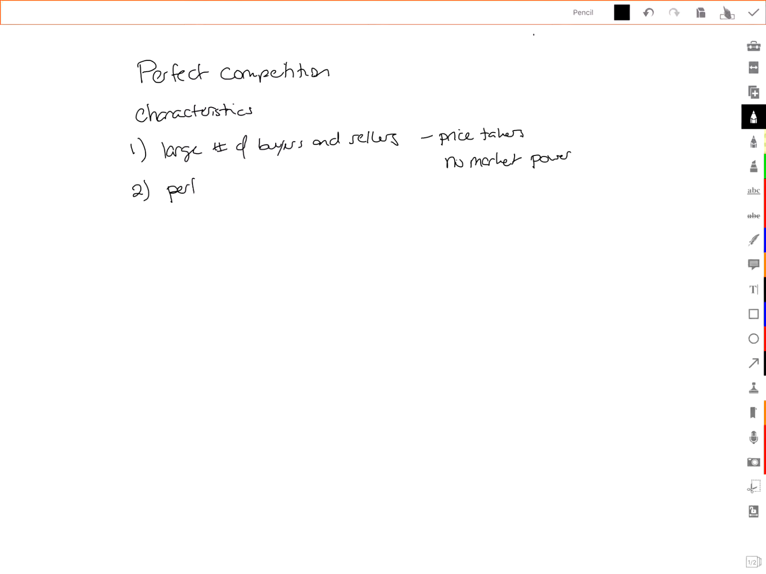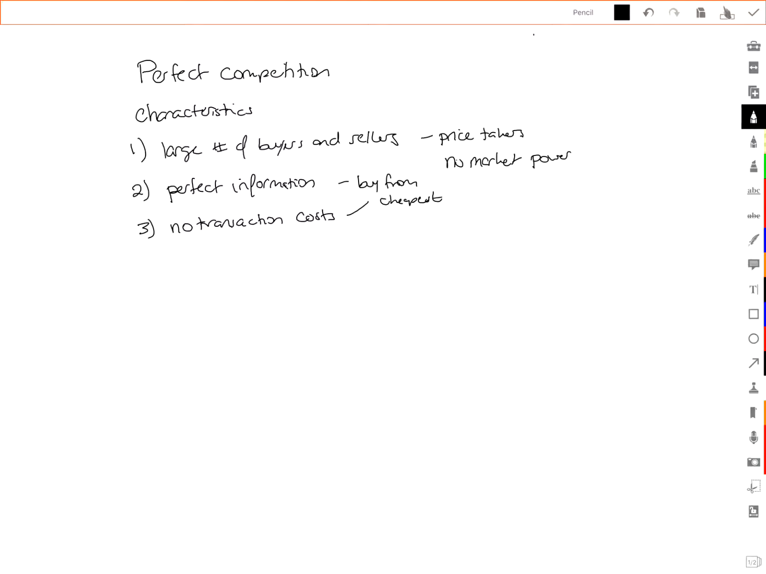Then we needed to have perfect information. So as a buyer, you know what the different companies are selling for, and this allows you to buy from whomever is cheapest. Now, in order to buy from whomever is cheapest, you also need there to be no transaction costs. That is, there are no additional costs beyond the price that would make you favor one particular company or another.